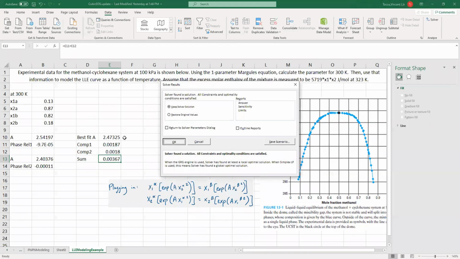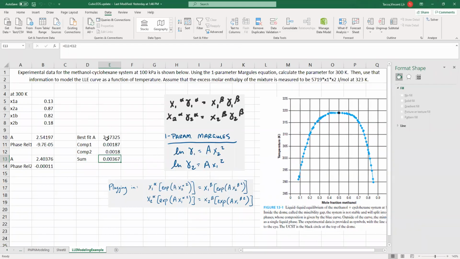Okay, that worked. Solver found that the best fit A was pretty close to the average in between them. So the average wouldn't have been necessarily a bad guess here, but it's always better to use this minimizing strategy other than just taking a linear average. So my best fit A in this case, I would call this value of 2.47. So that's the first part.